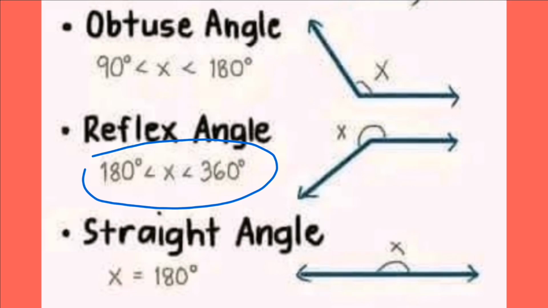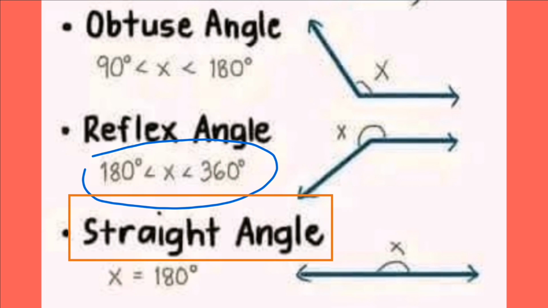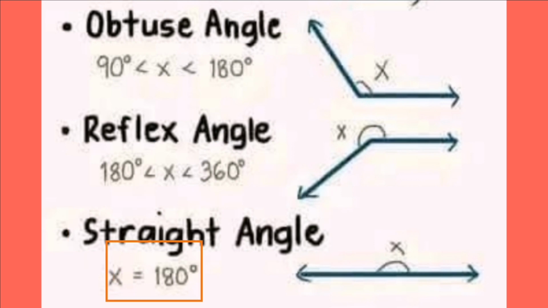Another type of angle is straight angle. When the measure of angle is 180 degree, then angle is said to be straight angle. This angle lies on a straight line.